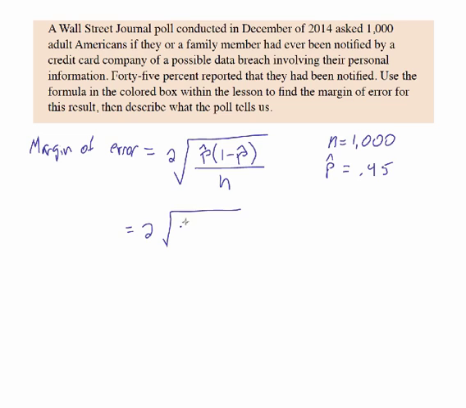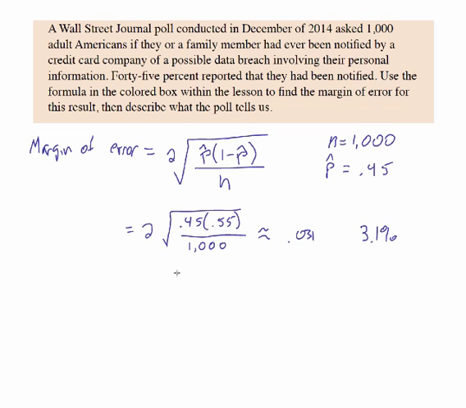We get 2 times the square root of 0.45 times 0.55 over n, which is 1,000. And crunching the numbers, that works out to be about 0.031. And so we decide, based on that, that the margin of error for this poll is 3.1%.